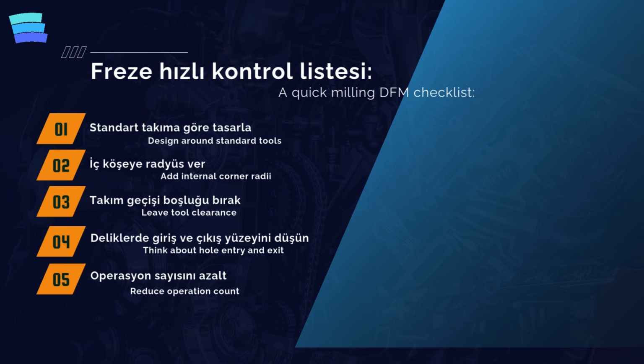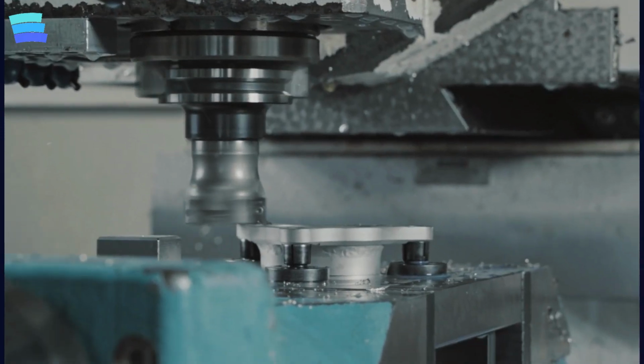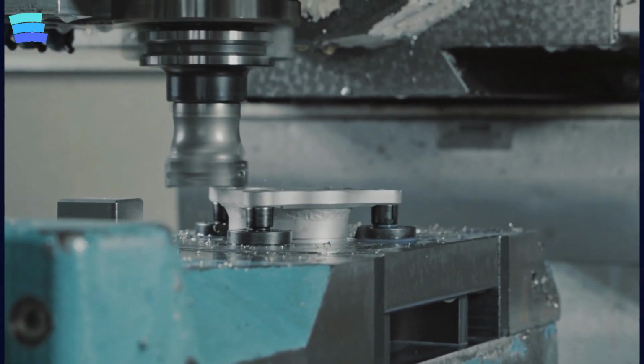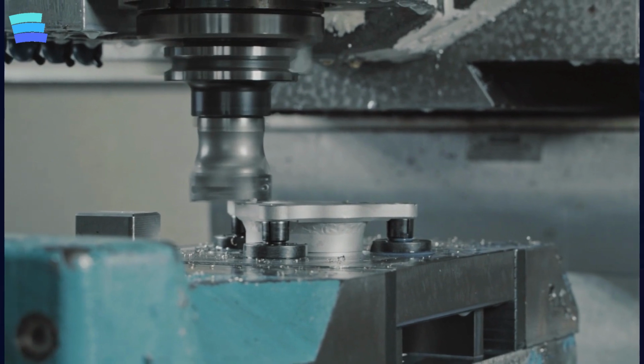4. Think about hole entry and exit. Keep drilling entry and exit surfaces perpendicular to the axis when possible, and locate holes with a single consistent reference strategy. 5. Reduce operation count. Group features that can be machined in the same direction, and eliminate unnecessary second setups and in-process checks early in design. On milled parts, the most common GD&T topics are flatness, parallelism, perpendicularity, and positional tolerance for holes.